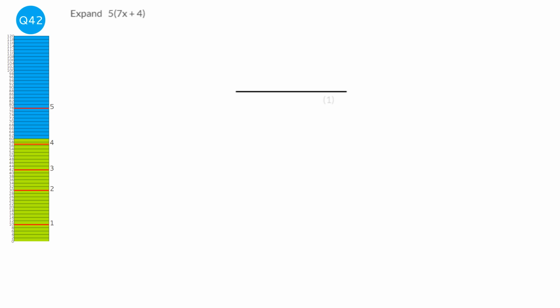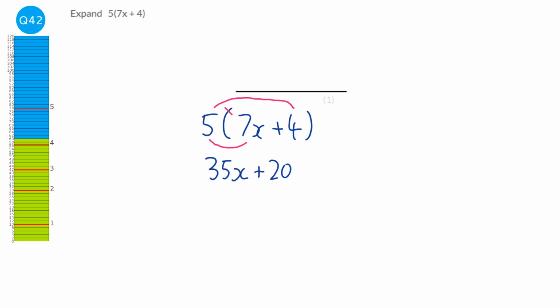I'm just going to write the question out a bit bigger, just so we've got more room. There are loads of different methods of expanding brackets. I'm going to do smiles and rainbows. So we just draw a smile rainbow, and I'll put a little line there to remind me to times it. So we do 5 times 7, which is 35, and it's 7x, so it's going to be 35x, and 5 times 4, which is 20. So our answer is 35x plus 20.